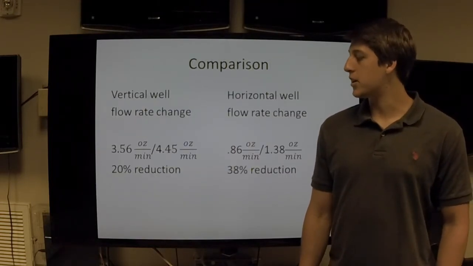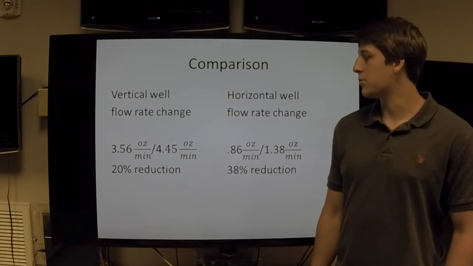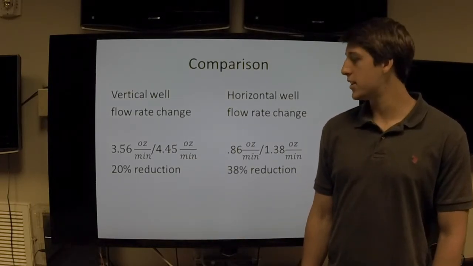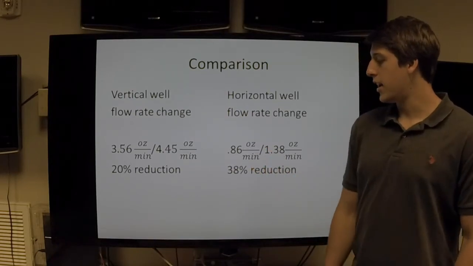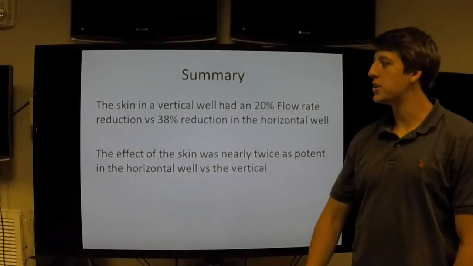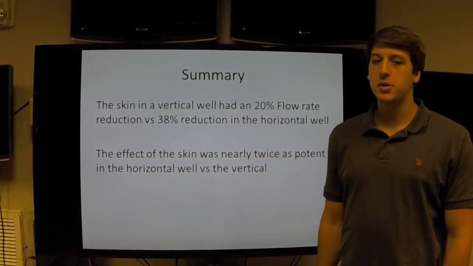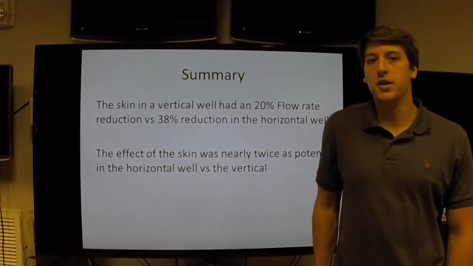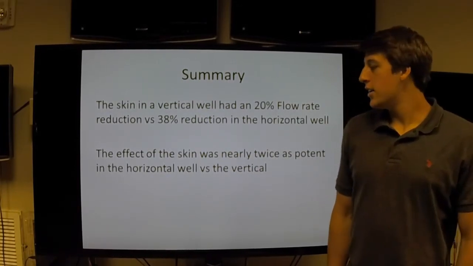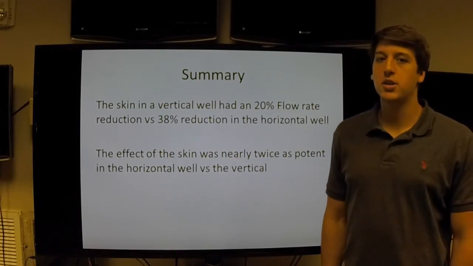When we compare the reduction between the vertical and horizontal well, we see that the vertical well has a reduction of 20% when the skin is applied, and the horizontal well has a reduction of 38%. To summarize our findings, we found that there was a 20% reduction in flow rate in the vertical well and a 38% reduction in flow rate in the horizontal well. This is nearly twice the amount of reduction in the horizontal well as compared to the vertical well.